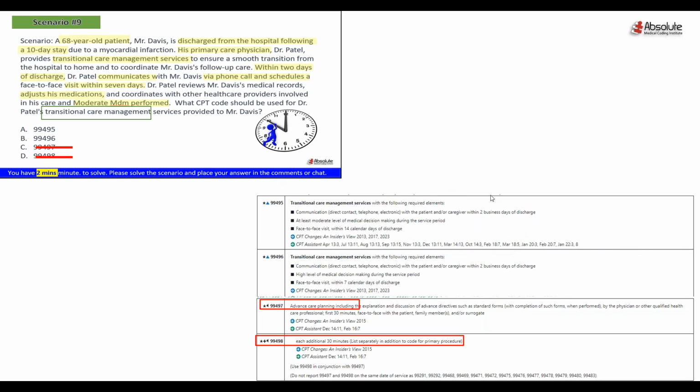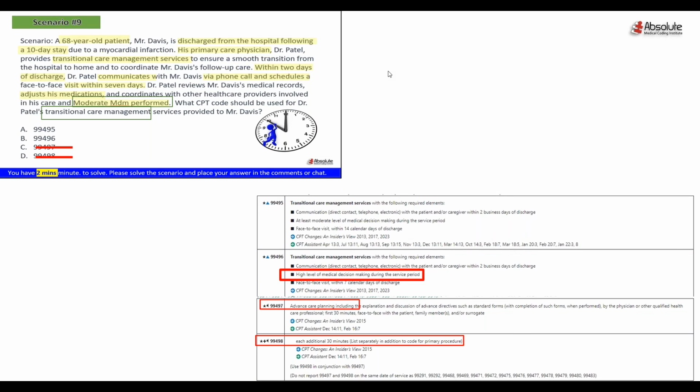So in option B, 99496, yes, there is a high level MDM, but that was not in our scenario. We had a moderate MDM in our scenario, and the face-to-face visit happened within 7 days. It was mentioned in the scenario that the face-to-face visit happened within 7 days of discharge. Even though that requirement is satisfied, it's not satisfying for the MDM because 99496 is coding for a high level MDM.